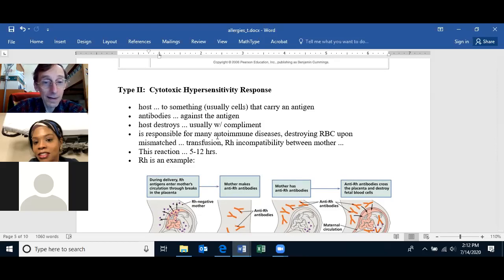Type 2 cytotoxicity can cause many autoimmune diseases, such as a patient destroying their own red blood cells, or a patient destroying red blood cells upon a mismatch, when somebody gets a blood transfusion and they've been given the wrong red blood cells because of a mismatch. Type 2 cytotoxic hypersensitivity happens with Rh incompatibility, and that happens between the mother being Rh negative and the offspring being Rh positive. We'll talk about it as the Rh example, but it can happen in other ways.